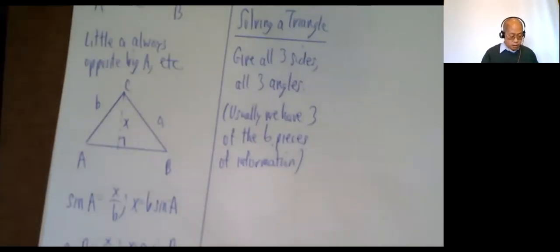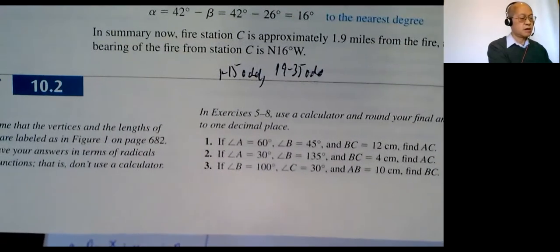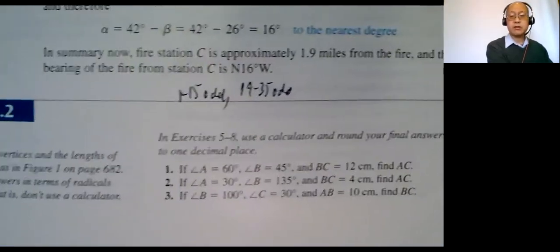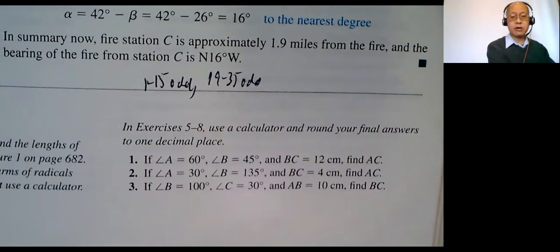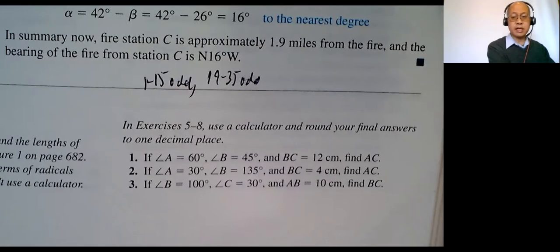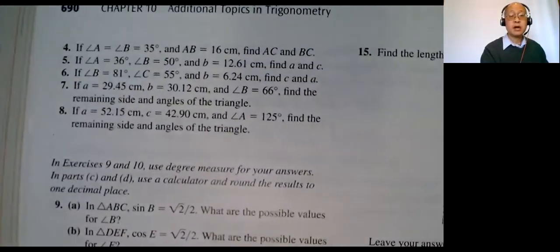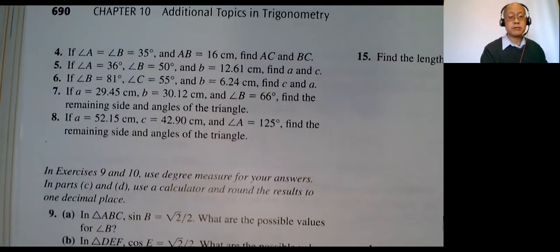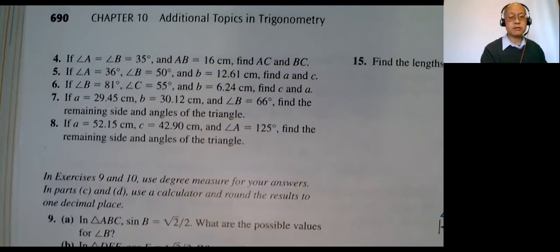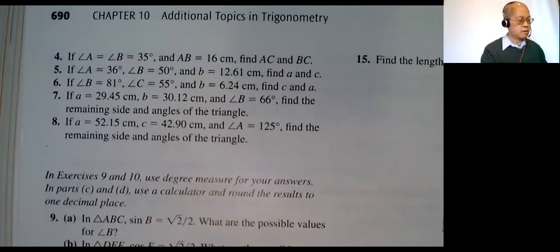Okay, so let me just try to show you what we are up against. Find answers to 1 decimal place or whatever. So look at number 1. They give me 2 angles and a side. Number 3, 2 angles and a side, right? Find A and C. Okay, number 7, they give you 2 sides and an angle.